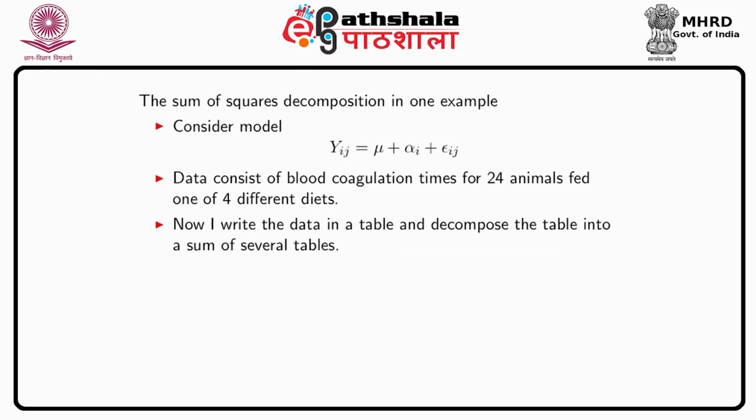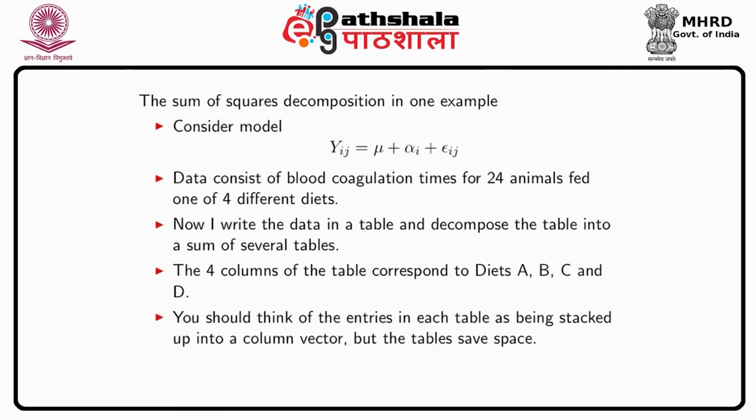So now we write the data in a table and decompose the table into a sum of several tables. The 4 columns of the table correspond to diet A, B, C and D. We should think of the entries in each of the tables as being stacked up into a column vector, but the tables save space, so it is easier for us to visualize the linear model.